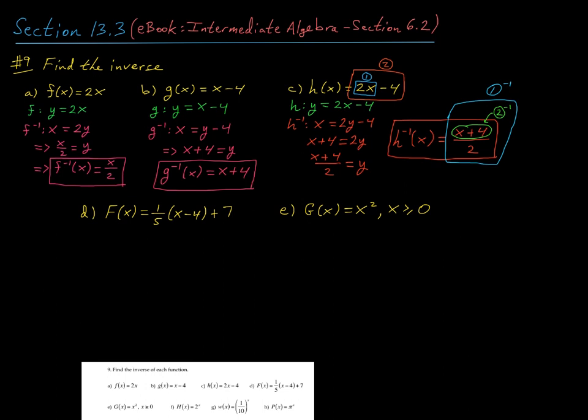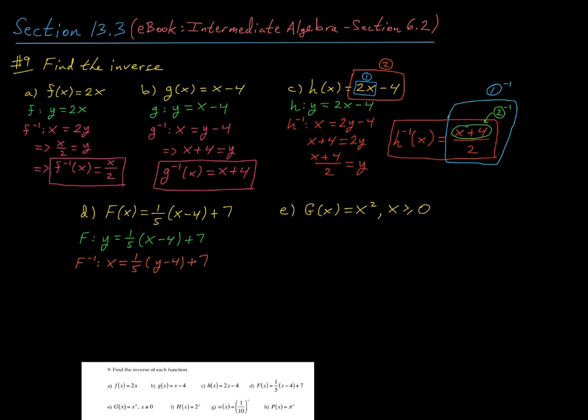All right, so now let's check out D. Well, we solve this in just the same way as the others. We got that y is equal to 1/5 times x minus 4 plus 7. So then for our inverse, go ahead and swap our inputs and outputs. So swap x and y here. And then we get this.